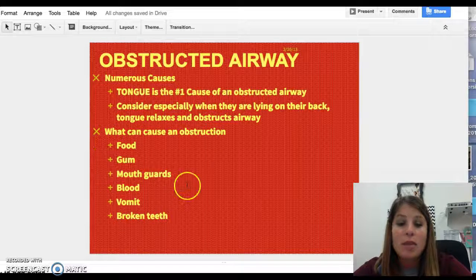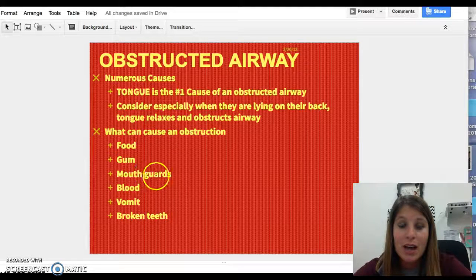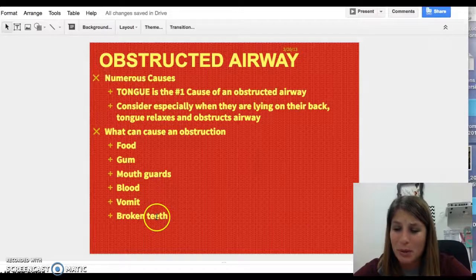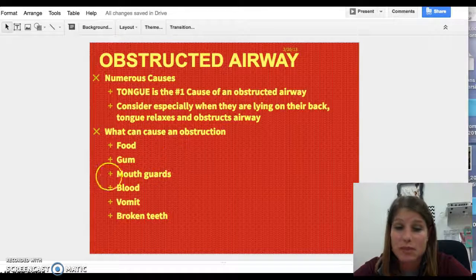Other common things that cause airway obstruction are food, I mean, I know we've all choked on food and gum. In athletics, we see mouth guards are a big one. Blood, vomit, and broken teeth are all related to trauma. But pretty much anything that you put in your mouth can become an airway obstruction, which is a big deal.